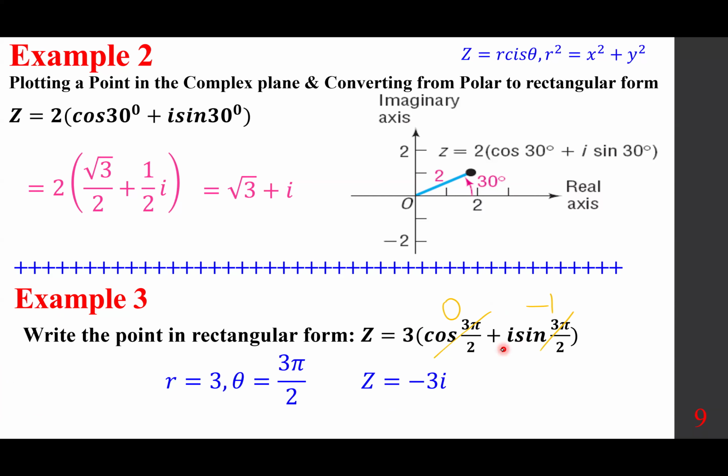So one thing you should notice, if we are dealing with pi over 2, this ends up being, if this is a positive number, R times i. If it's 3 pi over 2, it's R times negative i. So again, if this is pi over 2, we have Ri. If it's 3 pi over 2, we have negative Ri as the answer. So that is good to remember.